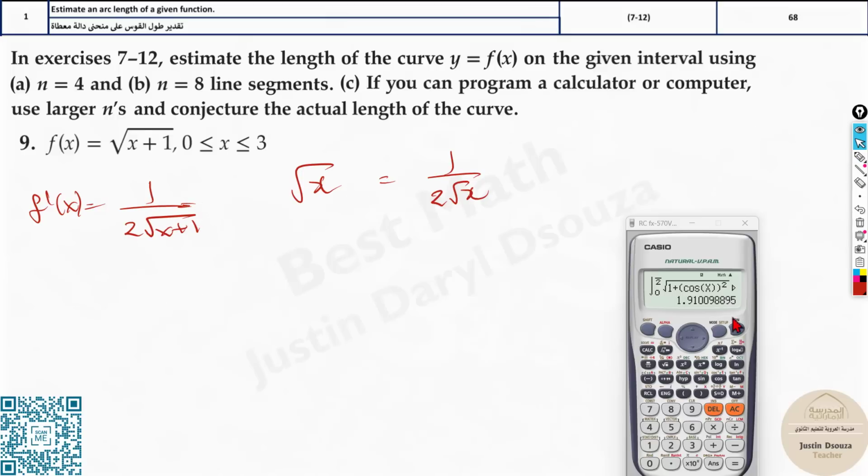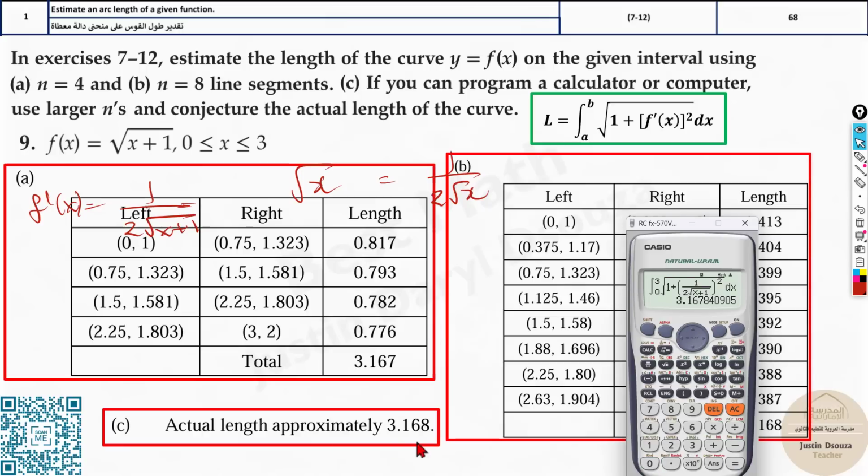And now here, let me clear it all off. The equation is, sorry, before that, remember the formula is integral of square root of 1 plus the derivative squared. So you have to use brackets, 1 divided by 2 root x plus 1, close the bracket, square it up. That's it, dx. Now the limits are 0 to 3. And the answer is 3.167. You can see now it's approximated 3.168.